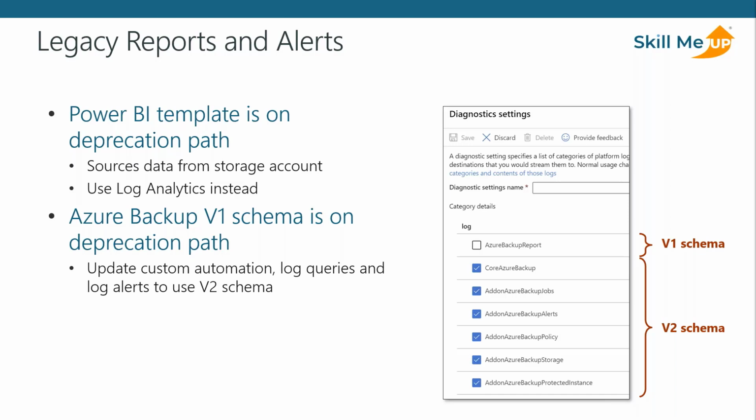Now, there's also a change in how Azure Backup writes its diagnostic data. You can see on the screenshot, the ones that are ticked in blue are what's called the V2 schema. These are the ones that are enabled for the backup report that I mentioned. These are the ones that are enabled by policy for the diagnostics. There's some legacy data that goes into that table called Azure Backup Report. You can see there, that's called the V1 schema. Now, this is on a deprecation path.